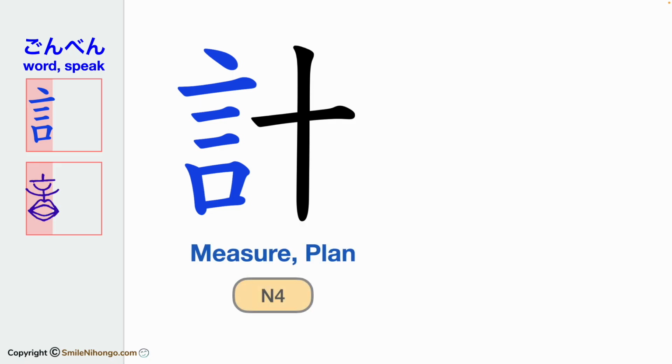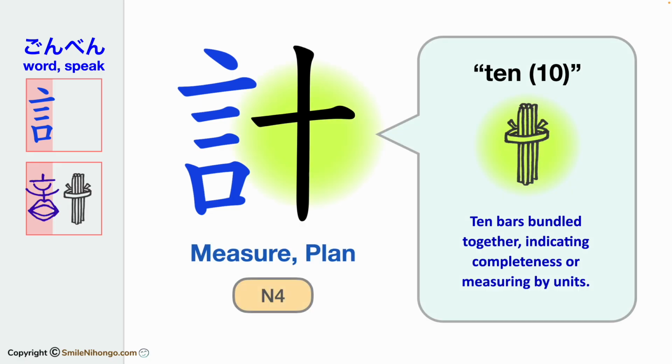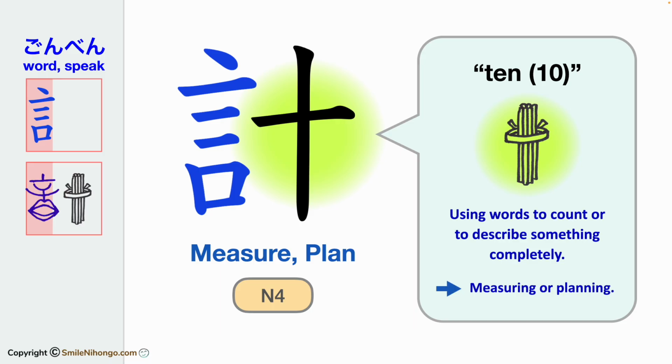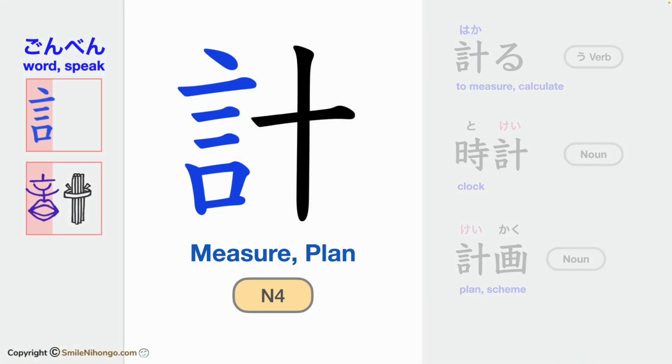The next kanji means to measure or to plan. The right part indicates the number 10, formed by the shape of 10 bars bundled together. This image not only signifies the number itself, but also conveys the idea of completeness or measuring by units. You can remember the kanji this way. Using words to count or to describe something completely leads to the idea of measuring or planning. Over time, the kanji came to represent both concepts. These are example words with this kanji character.